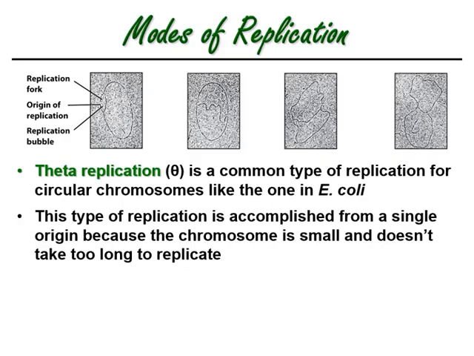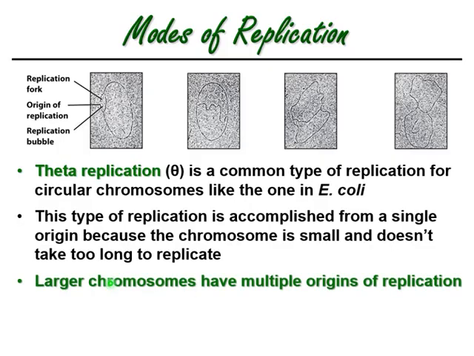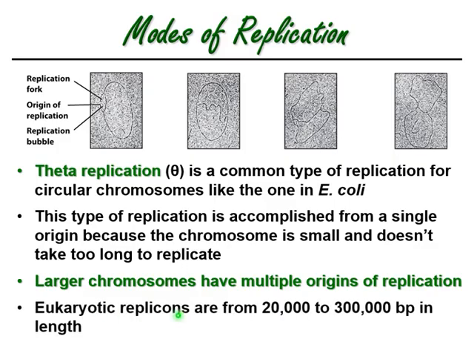When you have much, much longer linear chromosomes, such as what we have in eukaryotic organisms, that's when you need multiple origins of replication. So larger chromosomes have multiple origins of replication, and eukaryotic replicons can be anywhere from 20,000 to 300,000 base pairs in length.